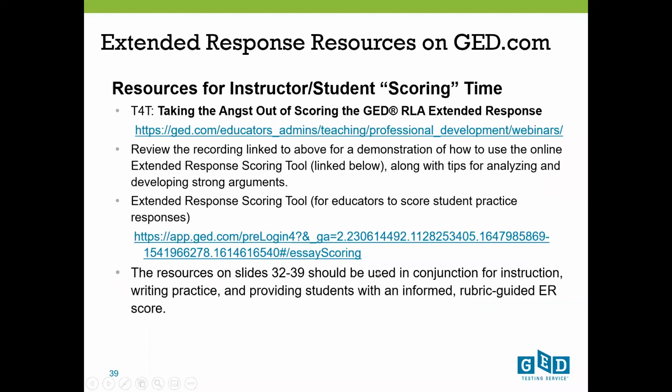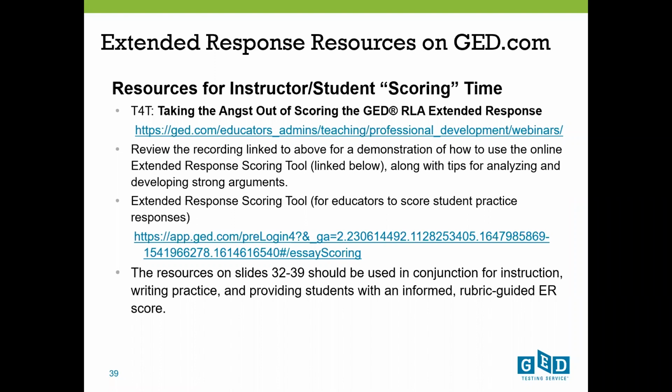And then finally, we have a link here to an older Teachers for Tuesdays presentation that was all about taking the angst out of scoring the RLA extended response. This is a good one to go back and re-review if you were there at the time. It gives you a demonstration by Susan and Debbie of how to use the online extended response scoring tool. It also gives you really helpful tips for analyzing and developing strong arguments in the writing. And then here we have the link to the extended response scoring tool. This is for educators to use to score student practice responses.